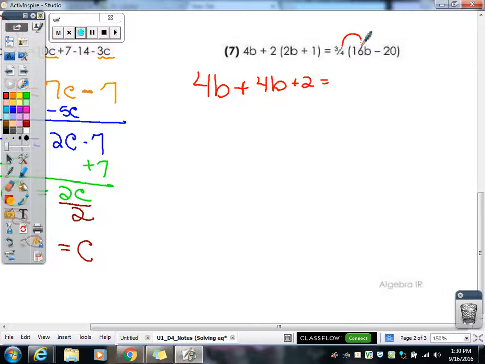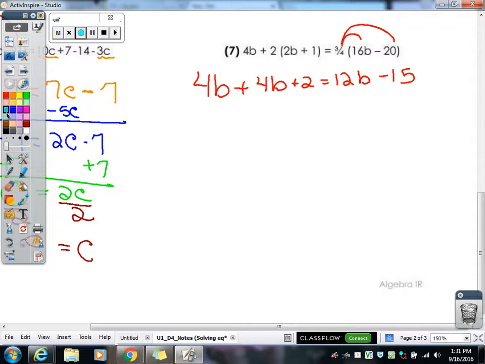Watch. 4 goes into 16 how many times? 4. 4 times 3 is 12. B. Let's do it over here. You can do it in your calculator, 3/4 times 20, or do this in your head. 4 goes into 20 how many times? 5 times 3 is 15. That's how you do it in your head. You take that denominator, divide it into that, and then multiply. Or just, like I said, do it in your calculator.